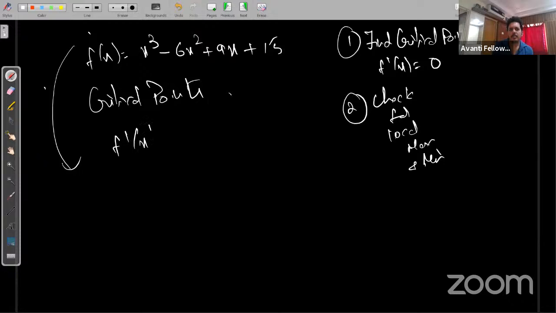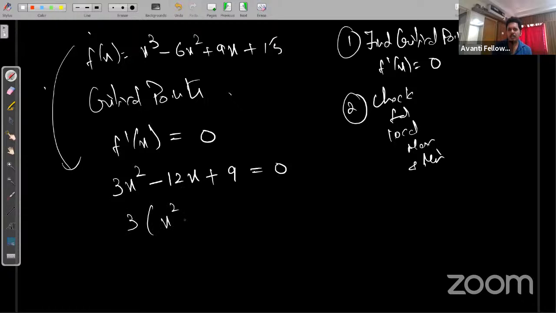f dash of x is equal to 0, I have to do. What is f dash of x, guys? You can directly write it down, right? d by dx of f of x. If you differentiate with respect to x, what will you get? 3x square minus 12x plus 9 is equal to 0. Very good, Naveen. If you take 3 common, what are you getting? x square minus 4x plus 3 is equal to 0.